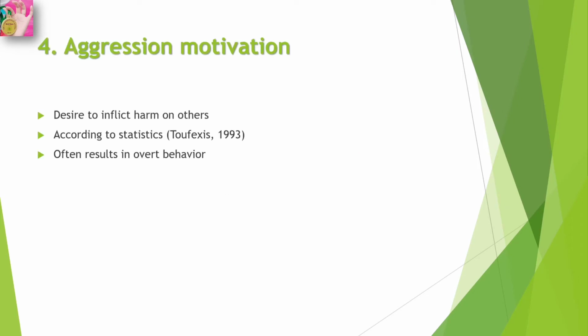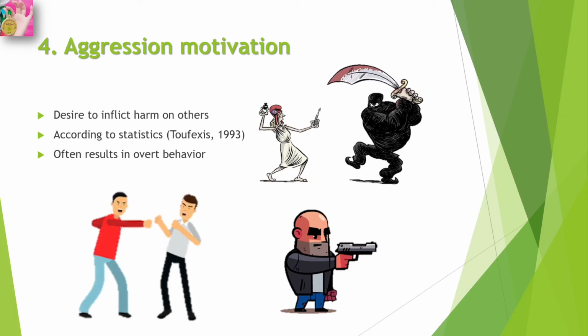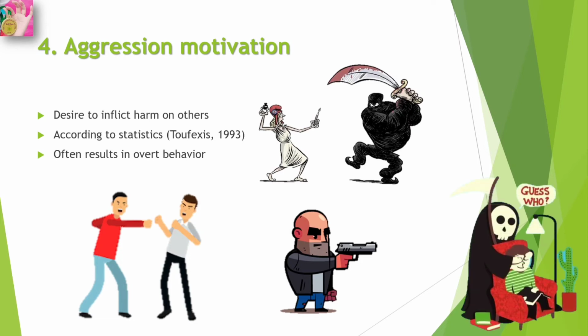Now, it is the most dangerous motive, and it is the desire to inflict harm on others. According to statistics, more than 2 million people are knifed, shot, or otherwise assaulted each year in the United States, and more than 20,000 of them die as a result of these attacks. An aggressive motivation often takes the form of overt behavior directed towards the goal of injuring others, injuring another living being who wishes to avoid such treatment.